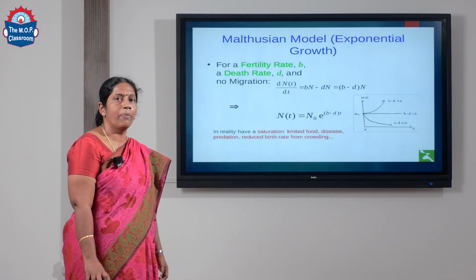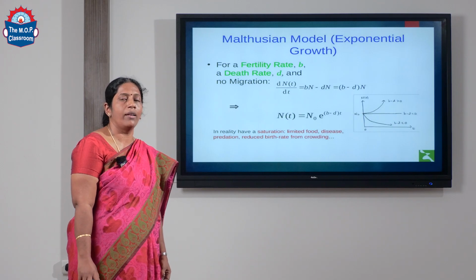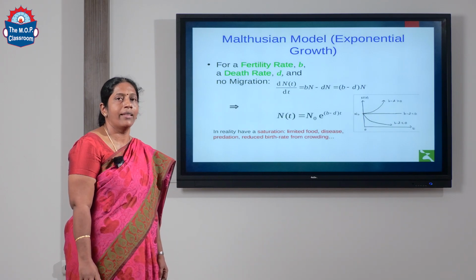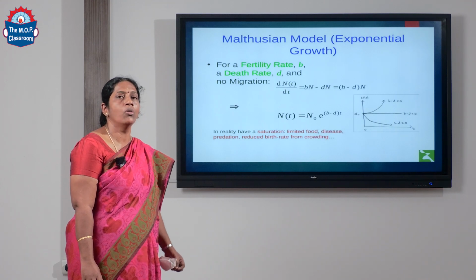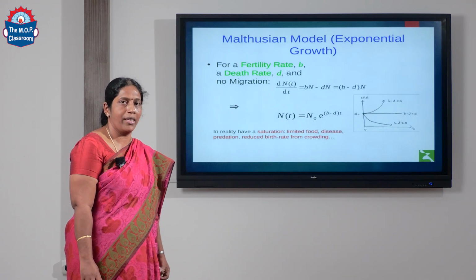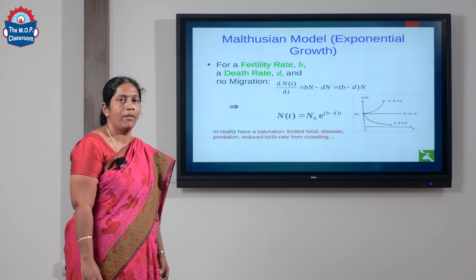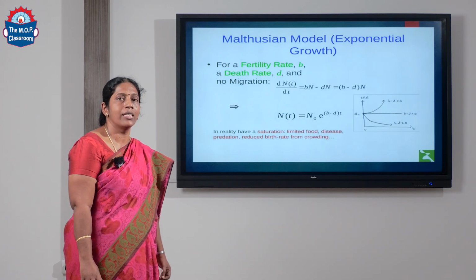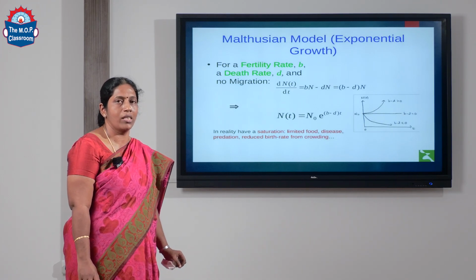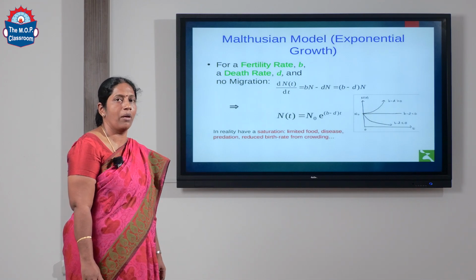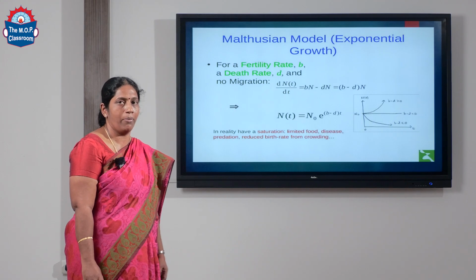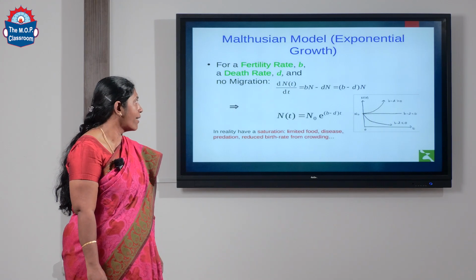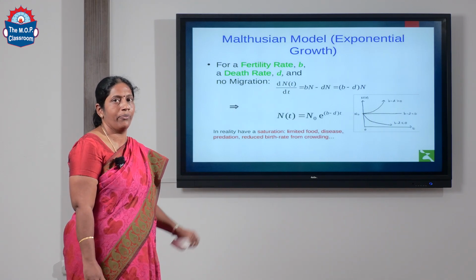The simple population growth model is also called the Malthusian model, and the graph given in this slide clearly explains how the size of the population varies with respect to time. When b is equal to d, that is, when the birth rate and the death rate are the same, the size of the population at all times remains the same as the initial population. So we get a straight line in the graph.